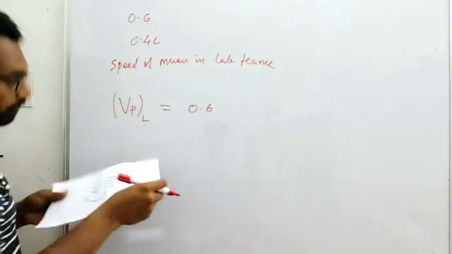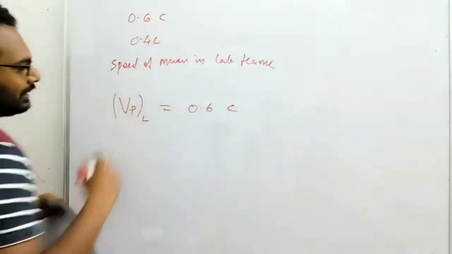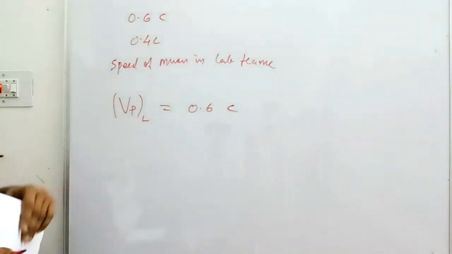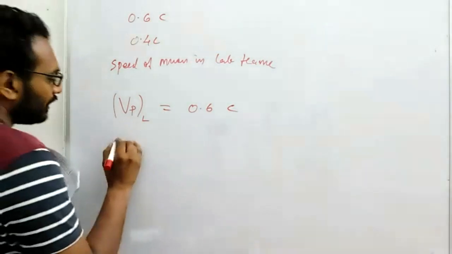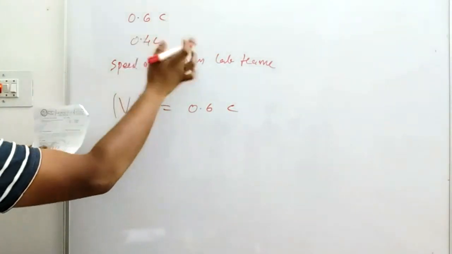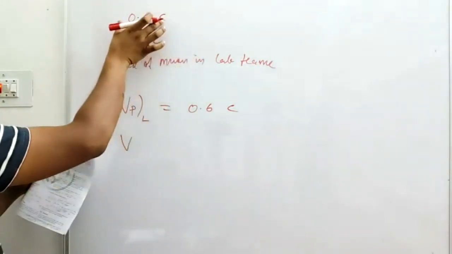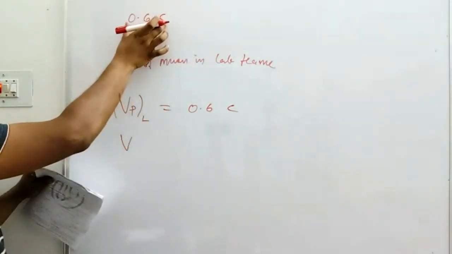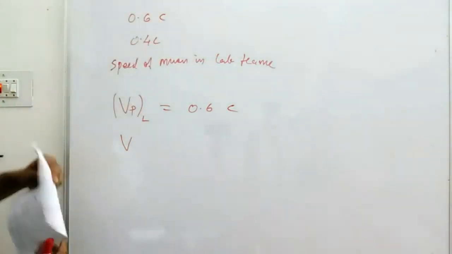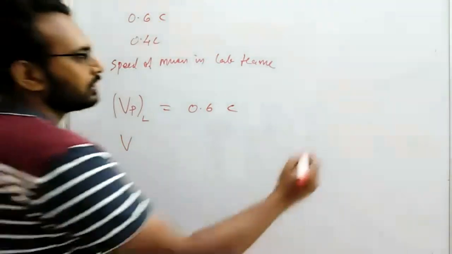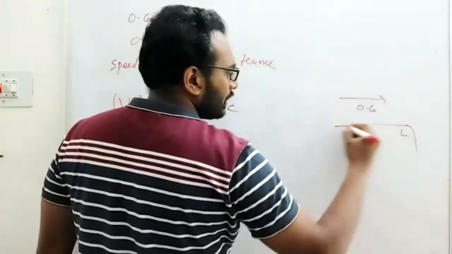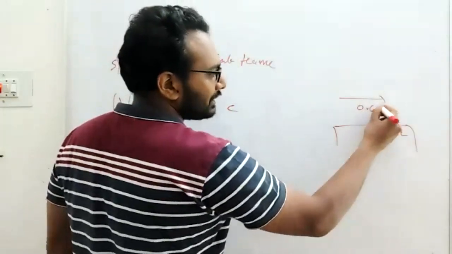That's what they have given. And what else have they given? They have given the velocity of the muon in the rest frame of the pion. That means you are going to a frame in which this pion is at rest; in other words, you are attaching a reference frame to this pion. This pion is moving at 0.6 c with respect to the laboratory.